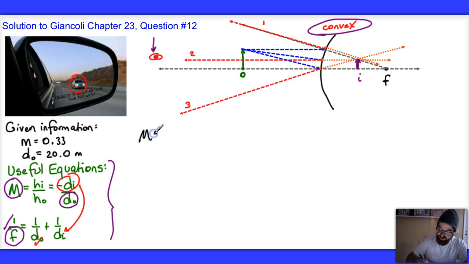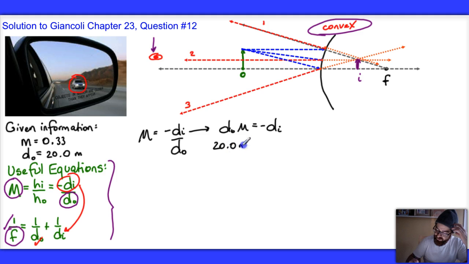I'll start with the magnification equation, m equals negative di over do. And I'll just plug things in. I'm going to solve for di, so this becomes do times the magnification is equal to negative di, and plugging these numbers in, this is going to be 20 meters times the magnification of 0.33. Remember that magnification is unitless, it's units of meters over meters, is equal to negative di, or I can divide both sides by -1 or multiply by -1 and bring the negative sign on that side. That's going to give me an answer of negative 6.60 meters being the distance to the image.